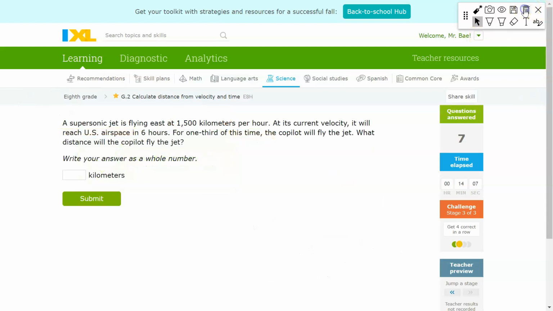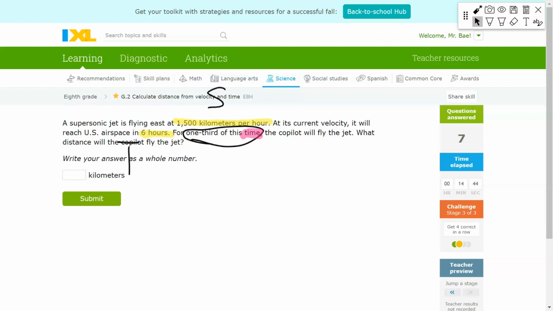Cool. Next one, once again, 1500 kilometers per hour. You also have 6 hours, and then it said for 1/3 of the time. Now I'm going to circle that right there. Now 1500 kilometers per hour, that is obviously your unit of speed. 6 hours is your unit of time, and then it says specifically 1/3 of that time. So because it's talking about 1/3 of that time, we're going to have to adjust the time. What distance will the co-pilot fly the jet?